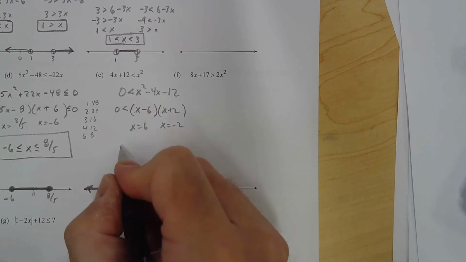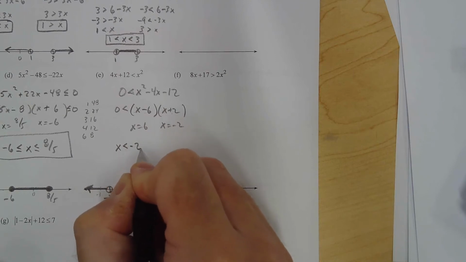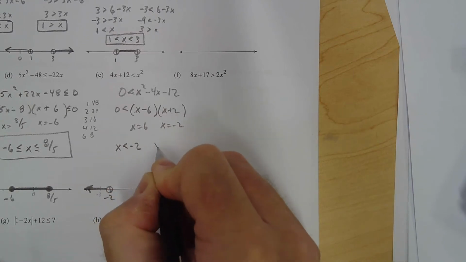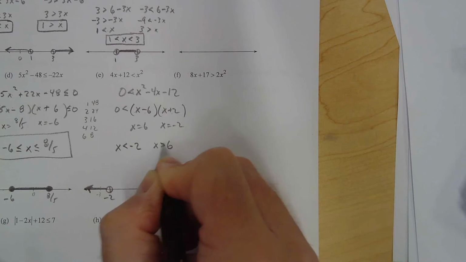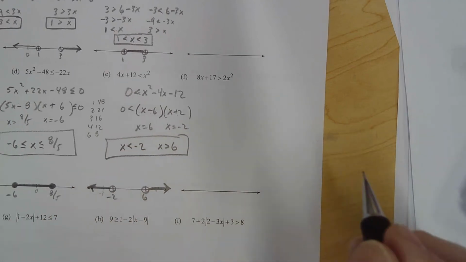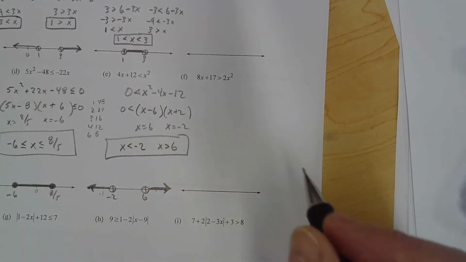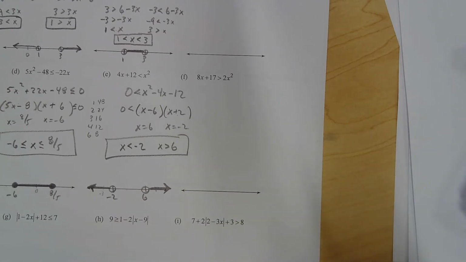And since those are pointing outward, we make two individual statements. This is x is less than -2. That was that guy. And this guy is x is greater than 6. And there's your two algebraic solutions for that, and then the graphic solution there.